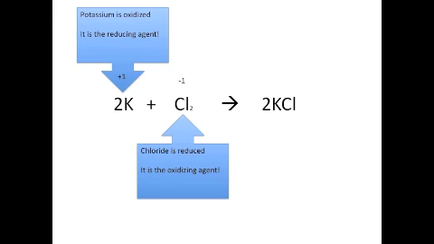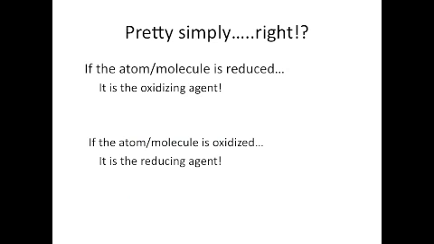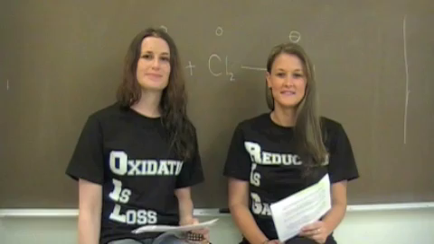Potassium now has a positive 1 charge, and chloride, with its newly adopted electron, has a negative 1 charge. Do you notice how the total charges still equal 0? Now that we identified potassium as our reducing agent, the chloride must be our oxidizing agent. Chloride causes the oxidation of potassium when it gained potassium's electron. Pretty simple, right? If the atom or molecule is reduced, it's an oxidizing agent. If the atom or molecule is oxidized, it's called the reducing agent.